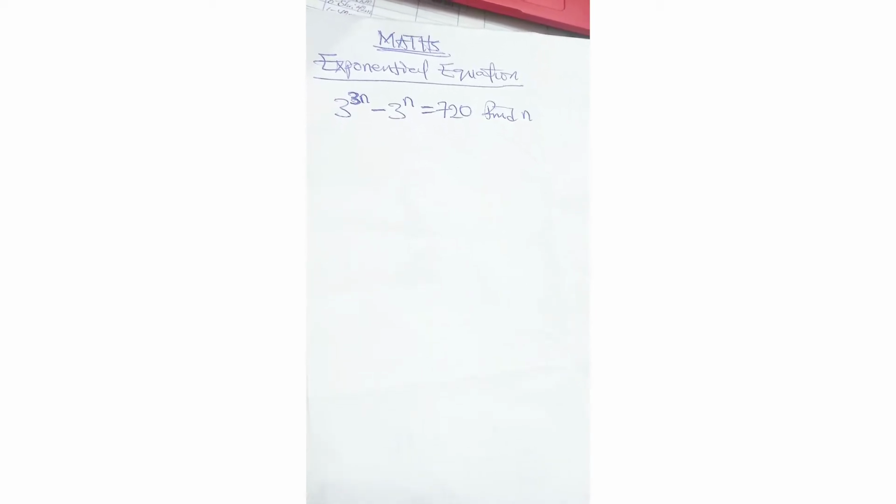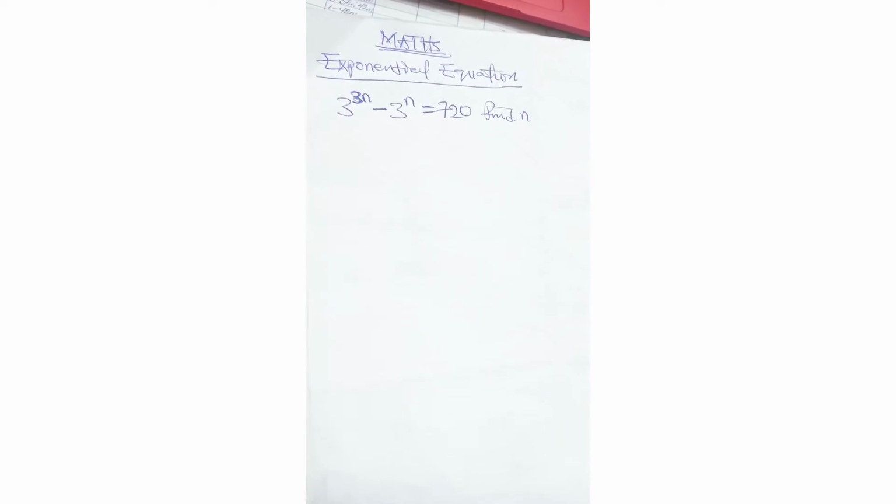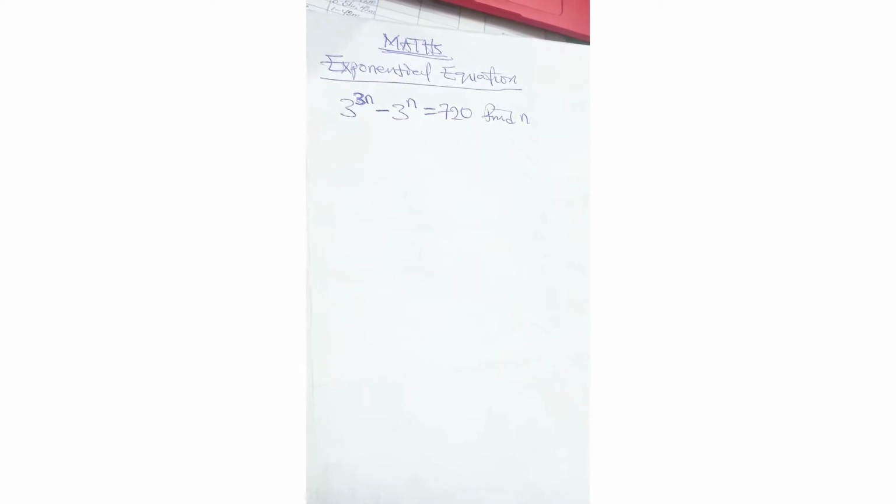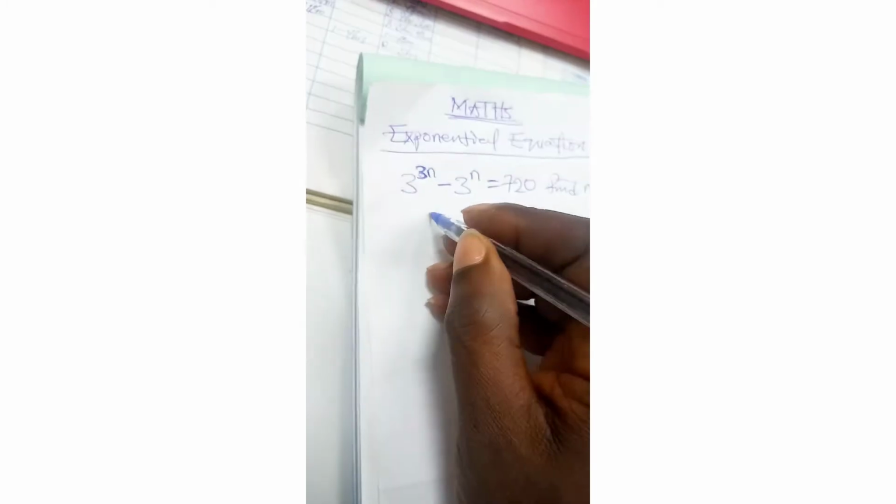Good day, everyone. Today's class, we are going to look at a question from exponential equations in mathematics. The question is 3 raised to power 3n minus 3 raised to power n is equal to 720. Find n. Let's look at how to solve the solution first.